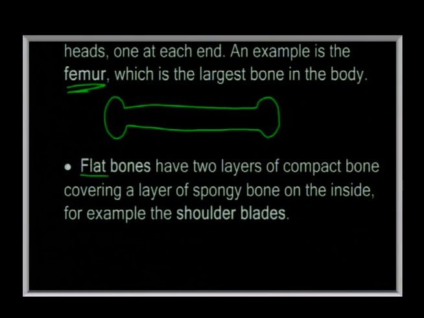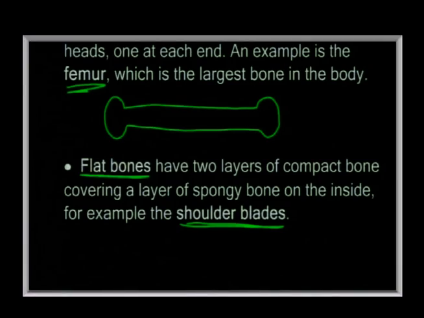Then we have flat bones. And what do flat bones do? They're made up of compact bone covered by a layer of spongy bone on the inside, and the example would be the shoulder blades. But think about it, where else would we find a flat bone? It would be in the pelvic area. So these big bones that we have here, they're flat. They are your flat bone shoulder blades at the back of your back and your hip bones.